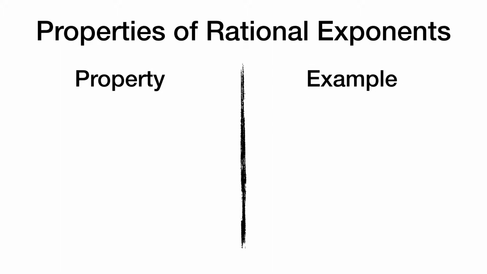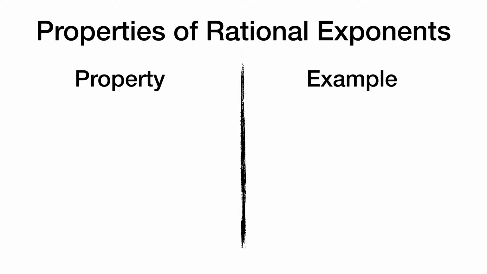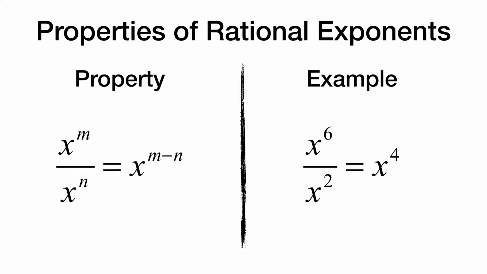Okay, so now we're going to talk about some properties of rational exponents. Here's each time a property and example. Our first property, if I say x to the m times x to the n, it's going to be where we add it. So like x squared times x to the 5th is x to the 2 plus 5, 7. So x to the 7th. On the other hand, if I divide, I subtract. So x to the 6th divided by x squared, we're only going to have x to the 4th.